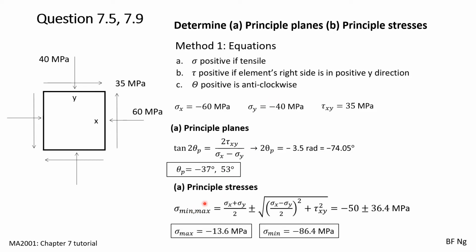For principal stresses, we can also make use of the equation here, and then we solve for it, and then we find that sigma max and sigma min are equal to these values. Do note that sigma maximum is the one that is less negative.